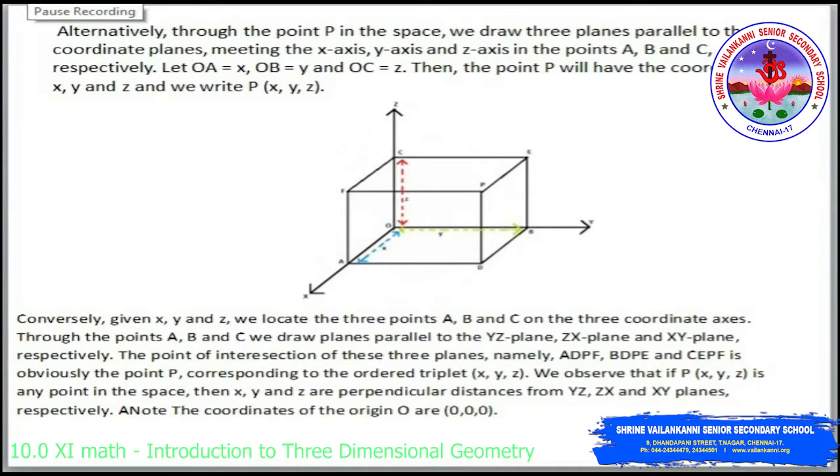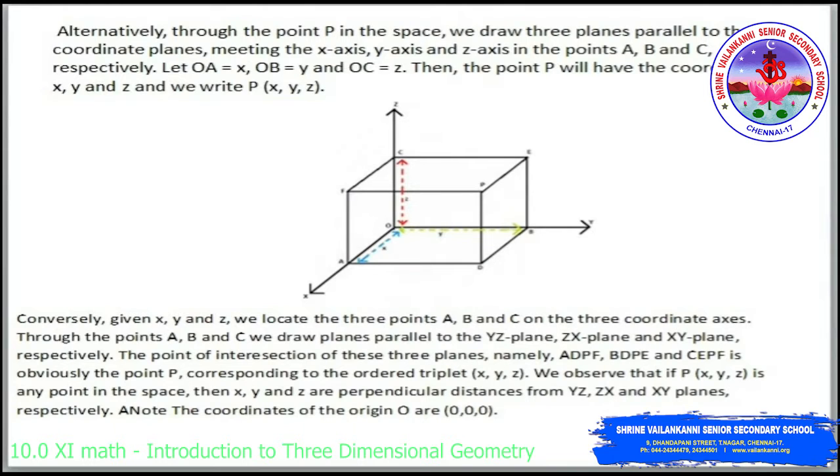Alternatively, through the point P in the space, we draw three planes parallel to the coordinate planes, meeting the x-axis, y-axis and z-axis in the points A, B and C respectively. Let OA equal x, OB equal y and OC equal z. Then the point P will have the coordinates x, y, z.